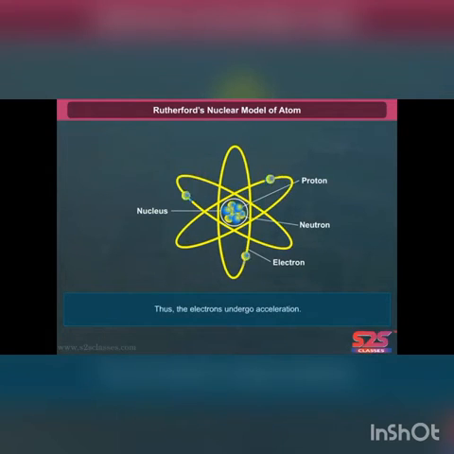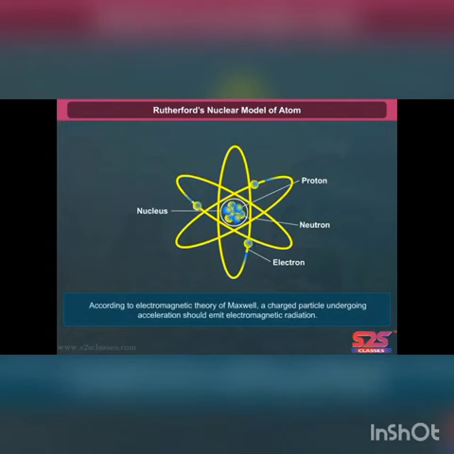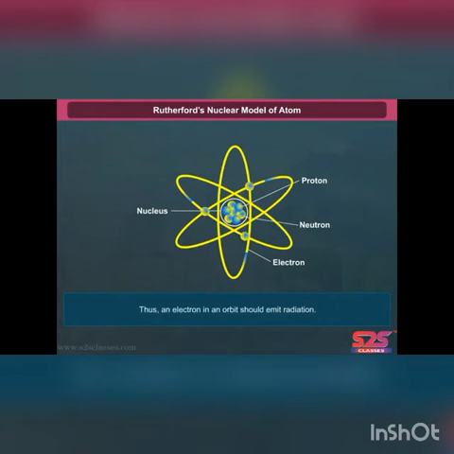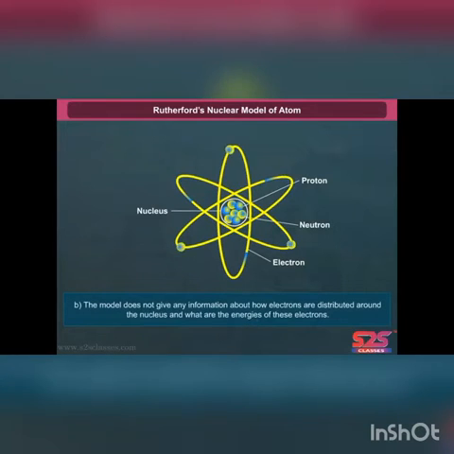Thus, the electrons undergo acceleration. According to electromagnetic theory of Maxwell, a charged particle undergoing acceleration should emit electromagnetic radiation. Thus, an electron in an orbit should emit radiation. Thus, the orbit should shrink, but this does not happen.